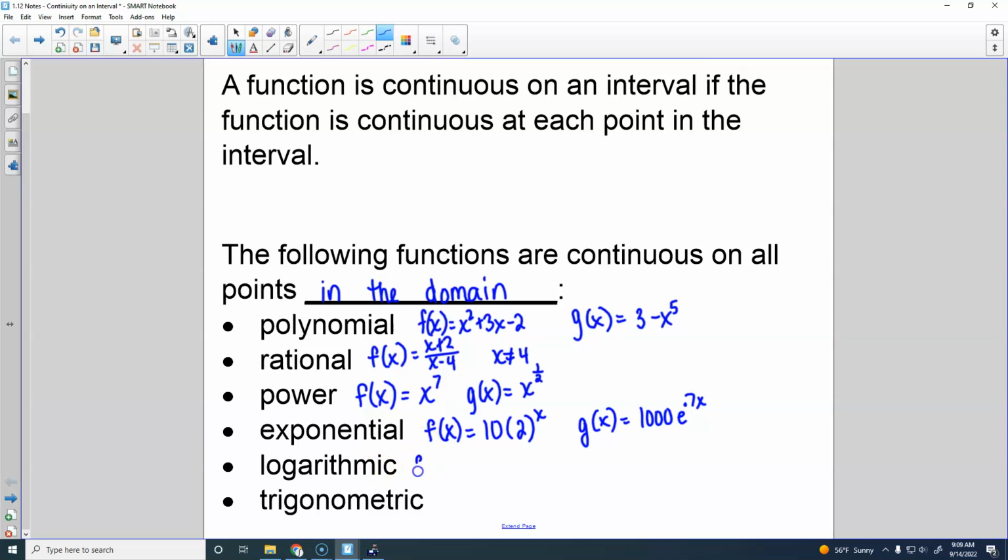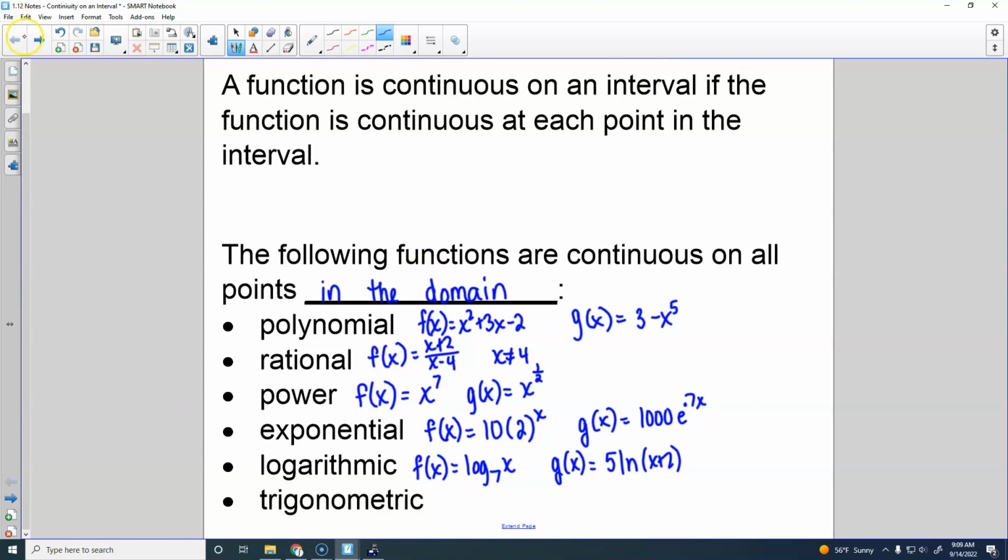Logarithmic, it's pretty self-explanatory, but it might be something like log base 7 of x. Could be something like 5 natural log of x plus 2. Those would be logarithmic. And then, of course, your trig includes sine, cosine, tangent, secant, cosecant, all of those there. Again, this does not mean it's continuous at all points, just at all points in its domain.